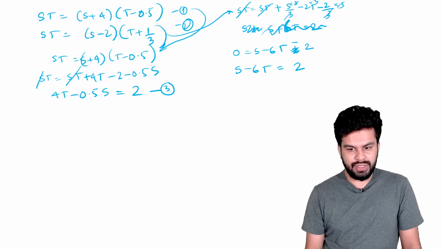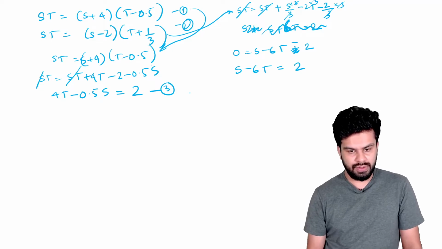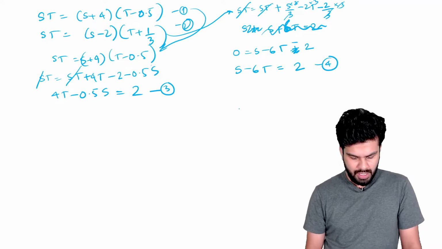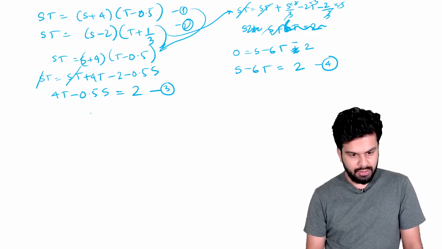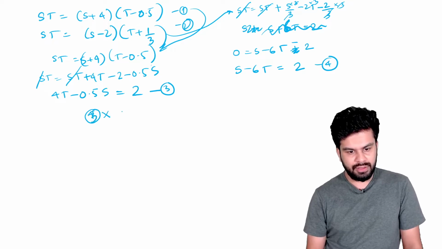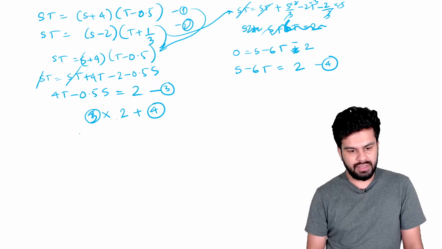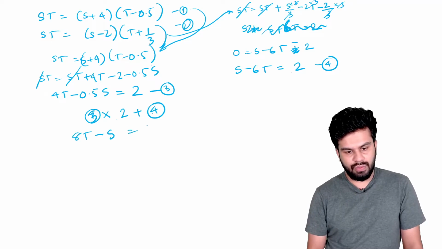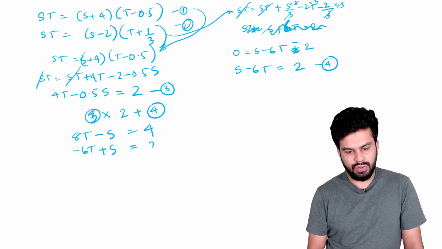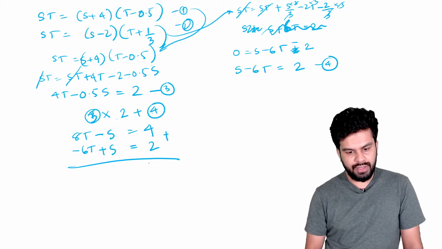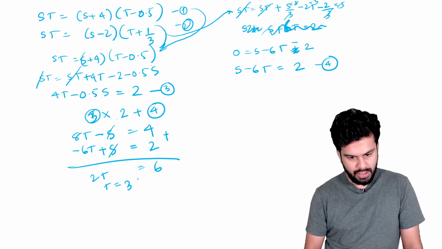Now let us look at the two equations. We can write this equation like 4 multiplied with the equation number 2, and we are adding equation 4 onto it. So that is equal to 8t minus s is equal to 4, and here we have plus s minus 6t is equal to 2. Adding these two, we get this is equal to 6, the s cancels out, this is equal to 2t, or t is equal to 3 hours, right?